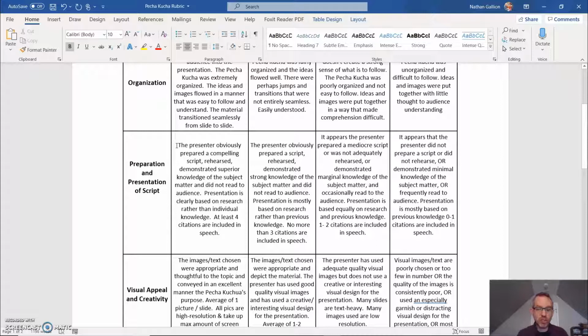You rehearsed. I can tell that by, are you tripping over your words a lot? Does it all make sense? Is it coming together? Have you demonstrated superior knowledge of the subject matter, and you didn't read to your audience? Again, it doesn't sound like you're reading. If you do read, that's fine. It just can't sound like you're reading.